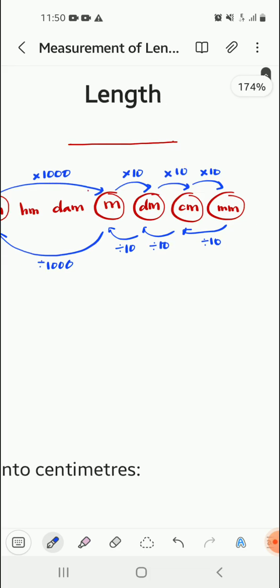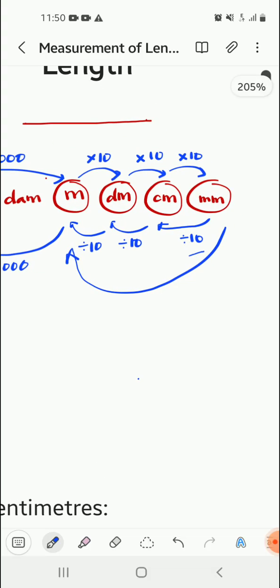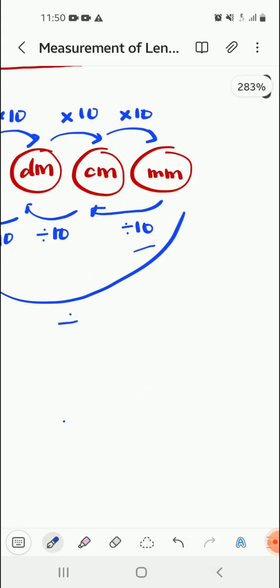Okay, so there are several things. If we have to convert mm to meter, then it will be, of course, 1, 2, 3, that is divided by 1000. So that is how it's done.